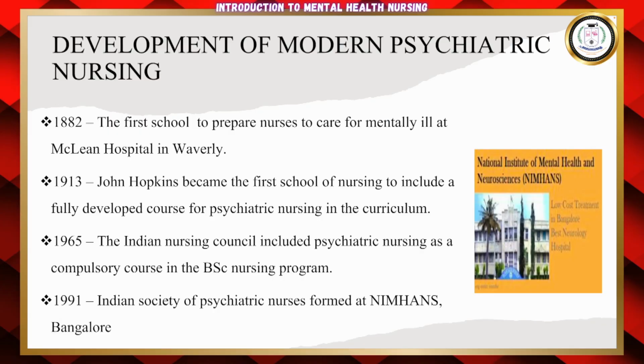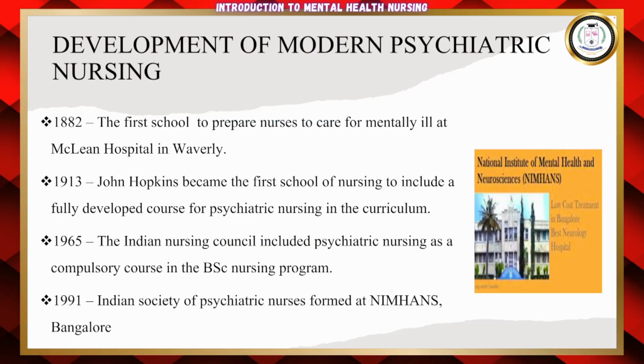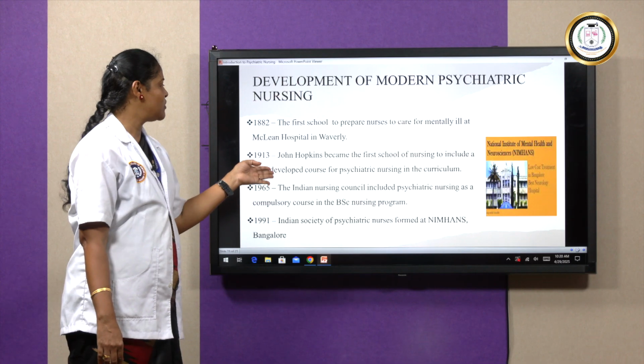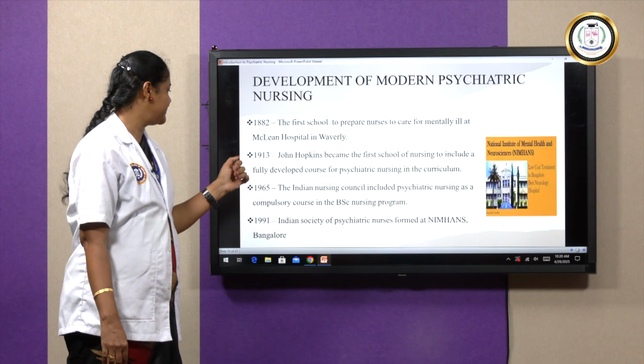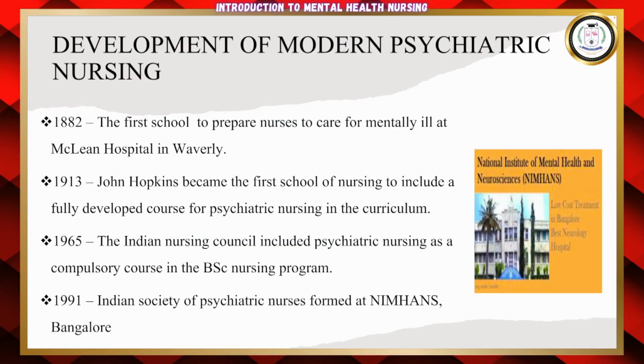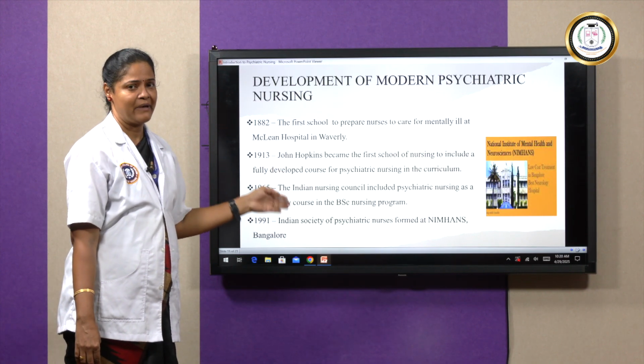Next, I will explain about the development of modern psychiatric nursing. In 1882, the first school to prepare nurses to care for the mentally ill was started at McLean Hospital in Waverly. In 1913, Johns Hopkins became the first school of nursing to include a fully developed course for psychiatric nursing in the curriculum. In 1965, the Indian Nursing Council included psychiatric nursing as a compulsory course in the BSc nursing program. In 1991, ISPN, the Indian Society of Psychiatric Nurses, was formed at NIMHANS, the National Institute of Mental Health and Neurosciences at Bangalore.